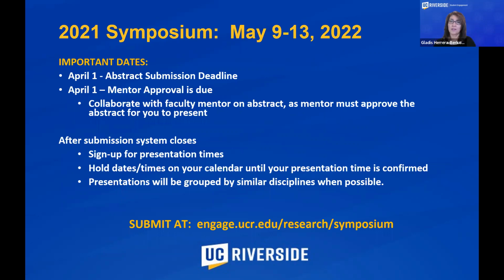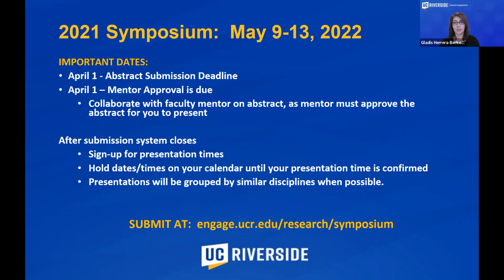Our symposium this year is going to be held May 9th through May 13th. To get started in the process, you must submit an abstract. Abstracts are going to be due on April 1st. And it's really important that you collaborate with your faculty member as you put that abstract together so that what you submit is really your final draft.